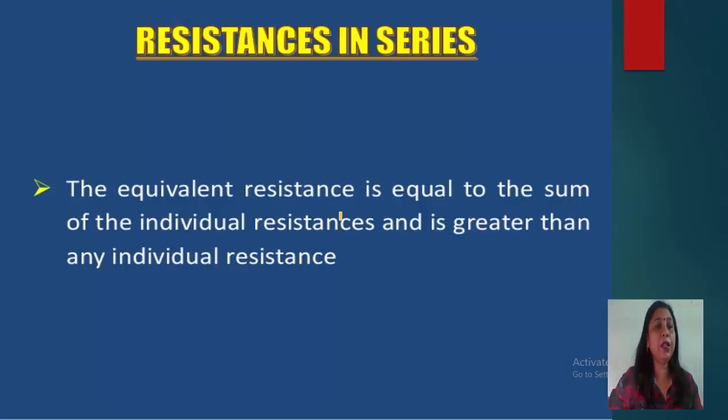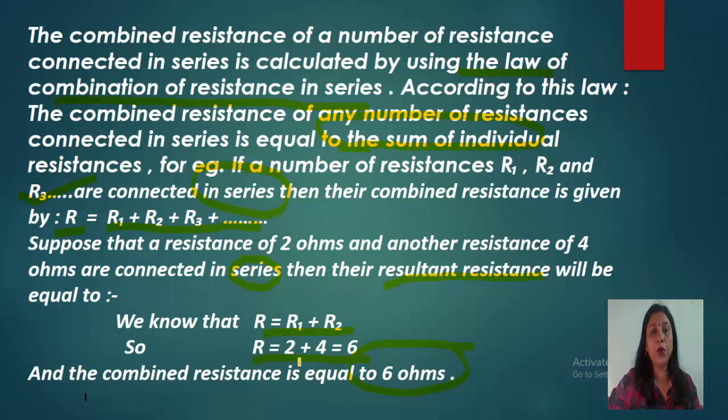Now, for resistances in series, the equivalent resistance is equal to the sum of the individual resistances, and it is always greater than any individual resistance. As in the previous example, two resistors were connected in series, one of 2 ohms and the second of 4 ohms. We got the combined resistance as 6 ohms, which is greater than the two individual resistances of 2 and 4 ohms.